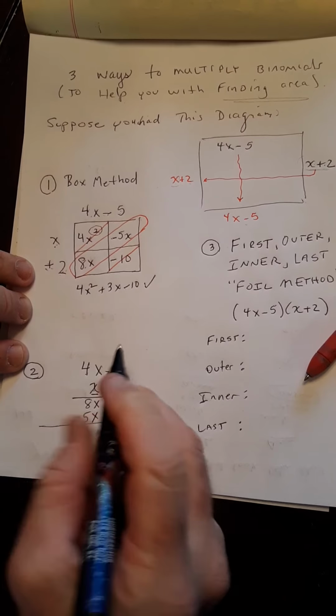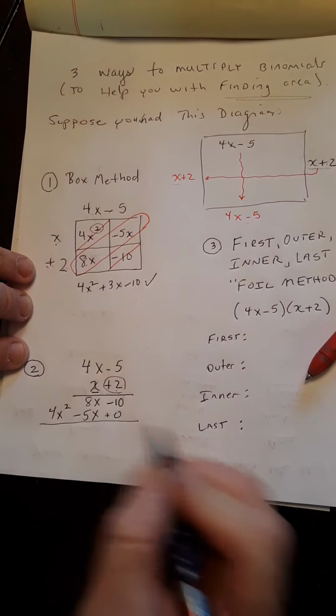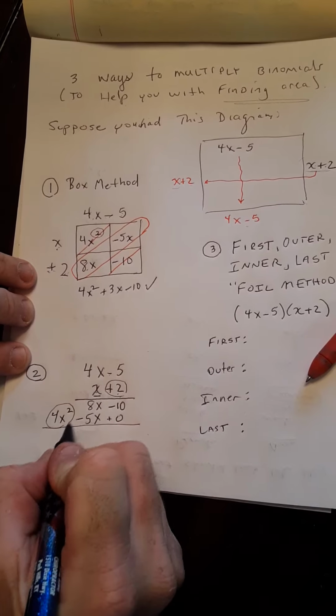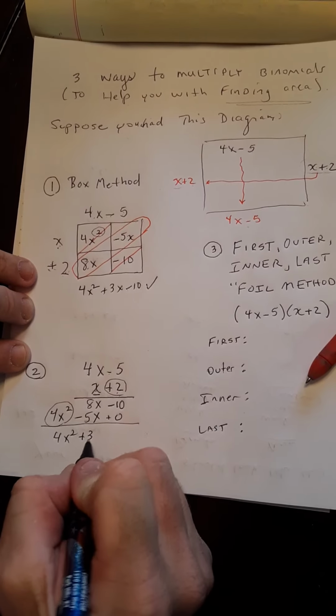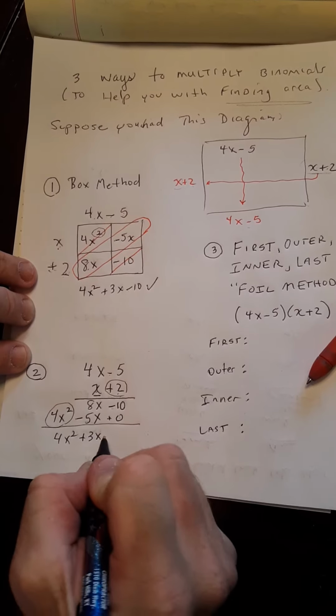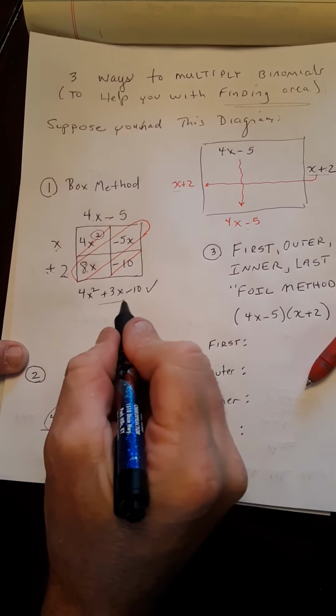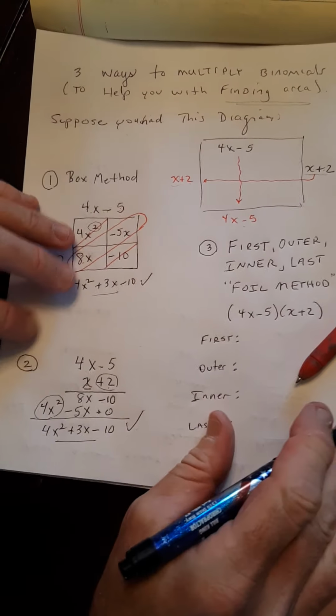Finally, x times 4x is 4x squared. I only have 4x squared. 8x minus 5x is 3x. And negative 10 and 0 is negative 10. Notice it matches the answer from the first example.